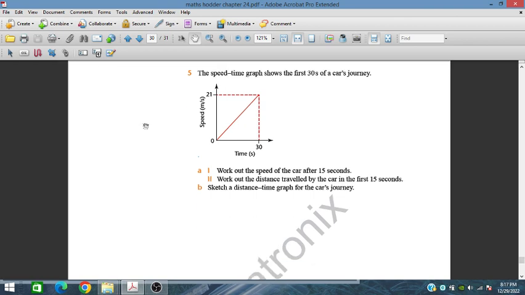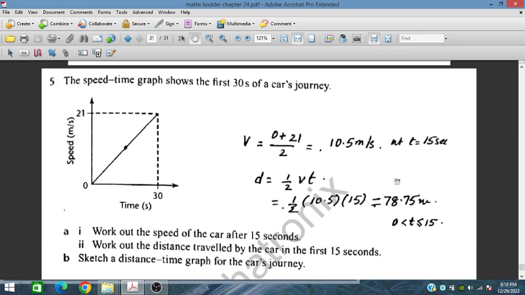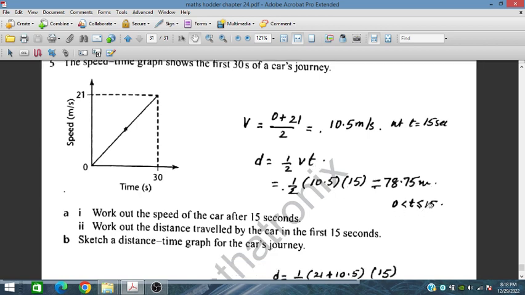Similarly, for this graph 5, the speed-time graph shows the first 30 seconds of a car's journey. Work out the speed of the car after 15 seconds. So after 15 seconds, it will be half, 10.5. And work out the distance traveled by the car in the first 15 seconds. Again, same formula. So this 10.5 up to 10 seconds. And the distance traveled for that is half v dt, that is 78.5 meters for 0 to 15 seconds.